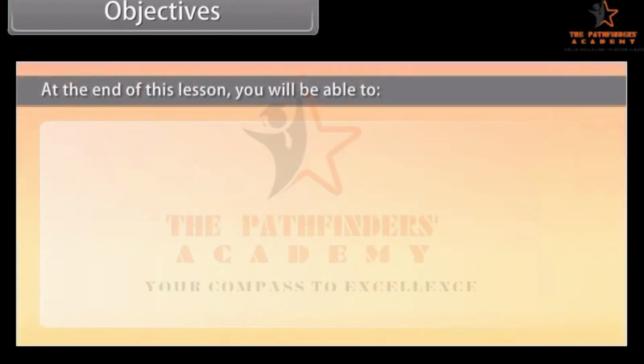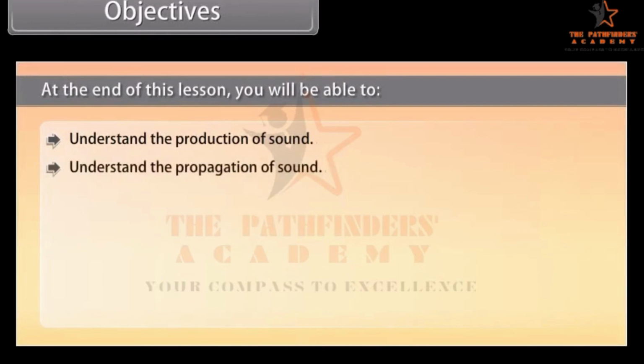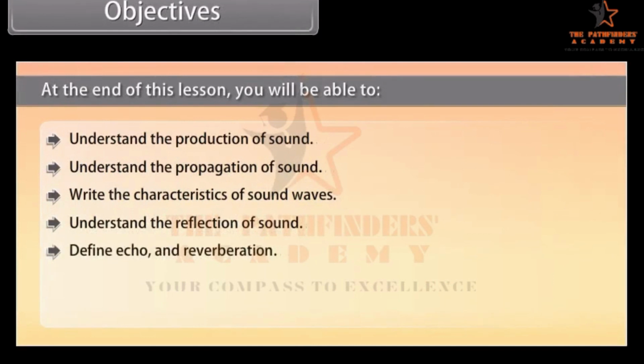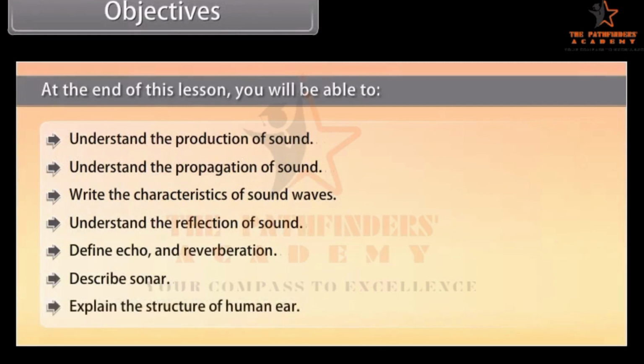Objectives. At the end of this lesson, you will be able to understand the production of sound, understand the propagation of sound, write the characteristics of sound waves, understand the reflection of sound, define echo and reverberation, describe sonar, and explain the structure of human ear.